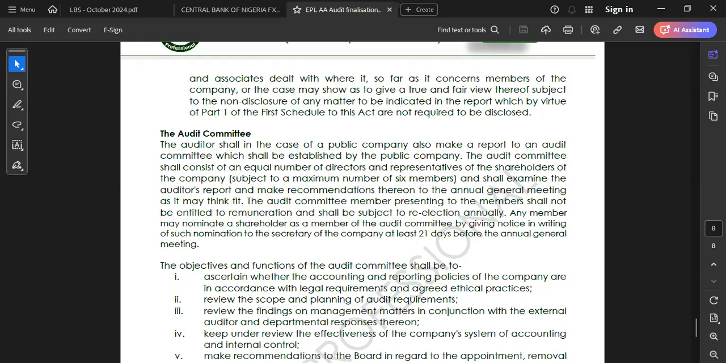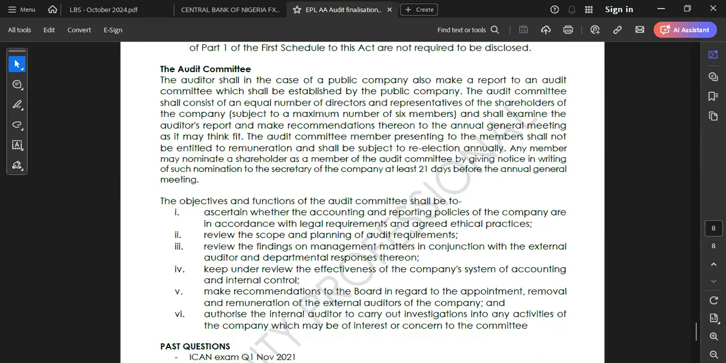Now, members of the audit committee can be part of the directors or part of the shareholders. The functions and objectives of the audit committee are, one, to ascertain whether the accounting and reporting policies of the company are in accordance with legal requirements. So apart from reviewing the audit report, the key thing is that they want to assure that the company's policies are in line with legal requirements so that the company is not facing any non-compliance, and also ethical practice. Then the second thing, they want to review the scope and planning of the audit requirement. One of their key responsibilities is working with the auditors, so the scope and planning of the audit is done along with them.